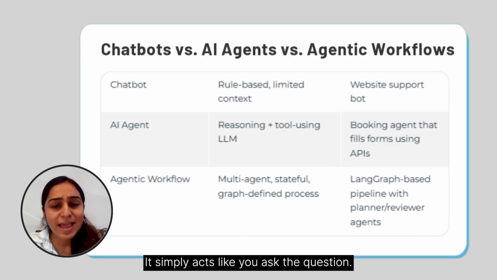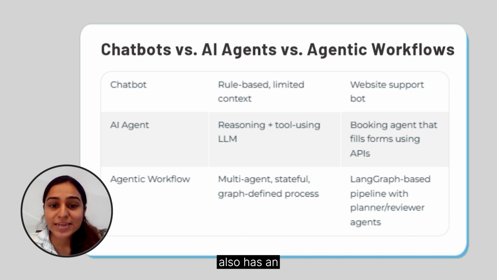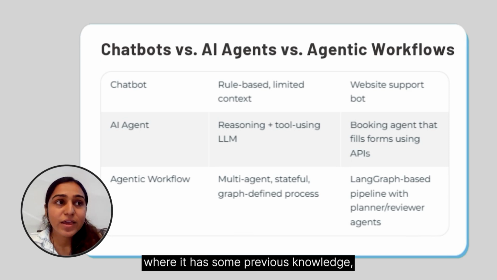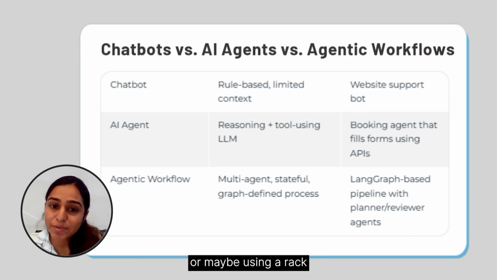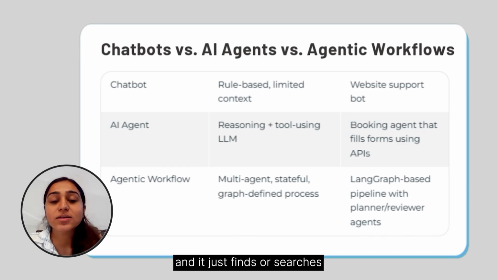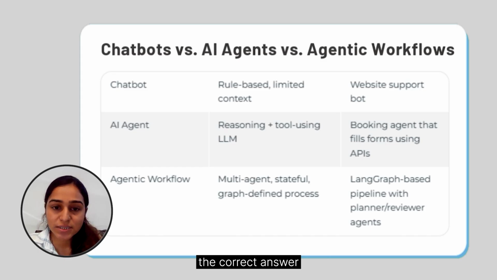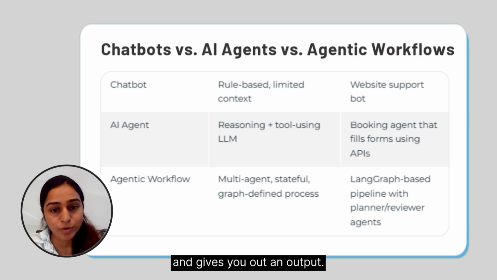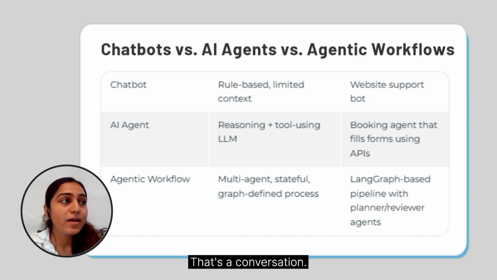Now, what it simply does is, you ask it a question, it will give out an answer. Here, the chatbot also has an LLM integrated, where it has some previous knowledge, or maybe using a RAG based pipeline, you can feed in some additional knowledge as well. And it just finds or searches the correct answer in that knowledge base and gives you an output. That's it, a conversation.